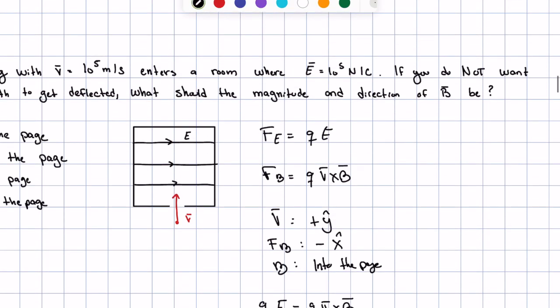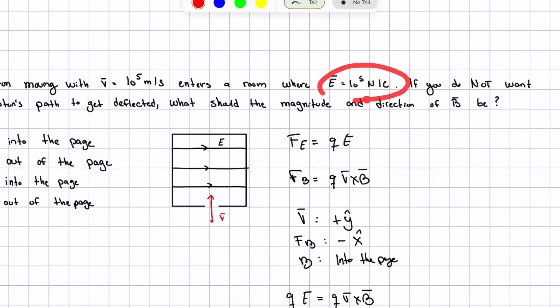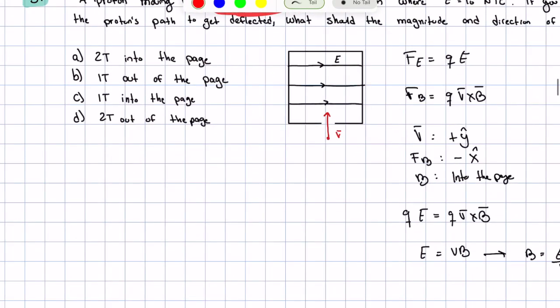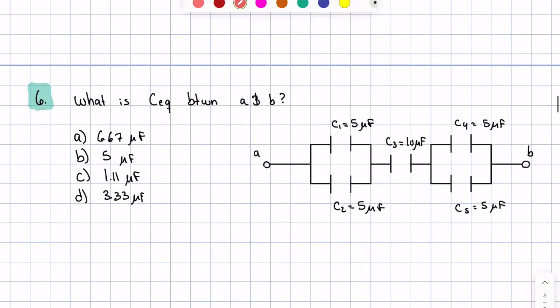If we look at the numbers here, E is 10 to the 5 newtons per coulomb. Divide that by 10 to the 5 meters per second, and that is going to give us 1 Tesla into the page, which is C. And that is it for that question, so we can move on.